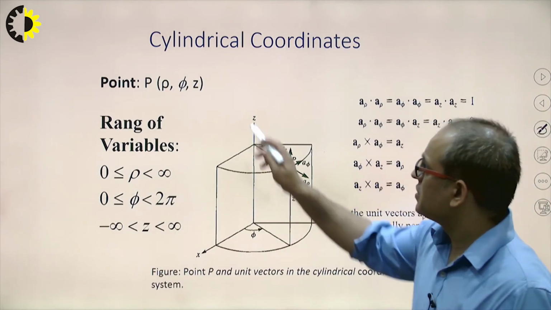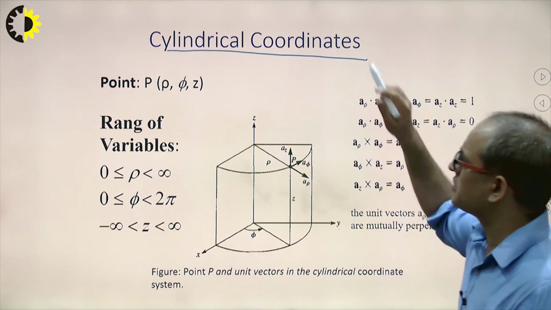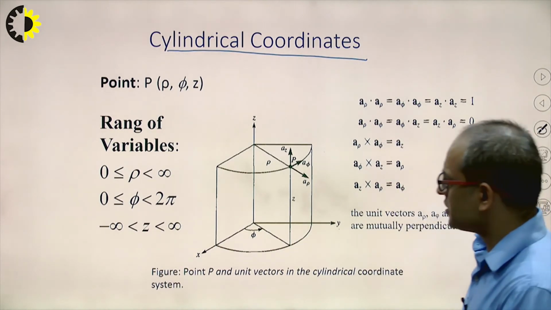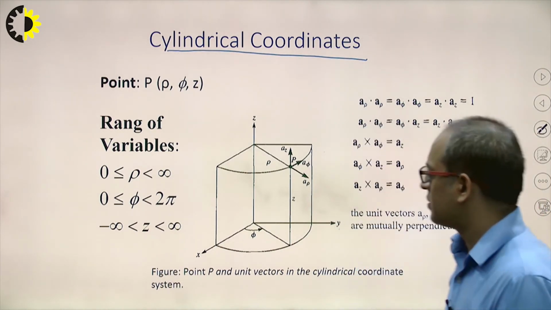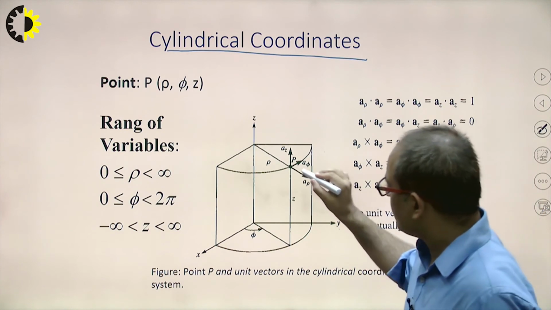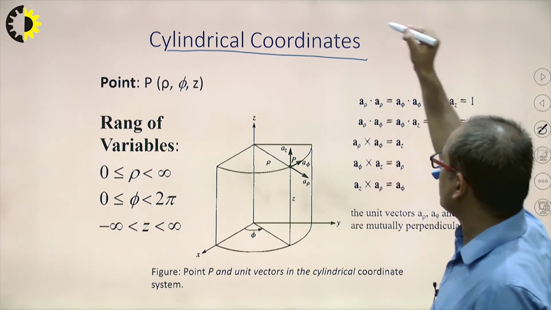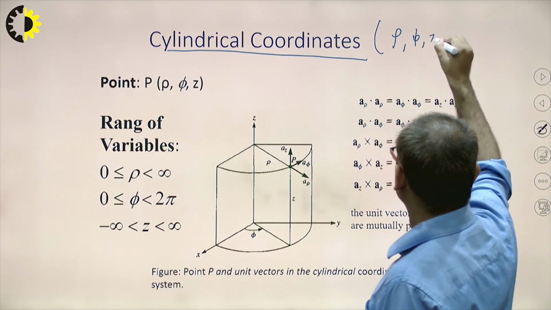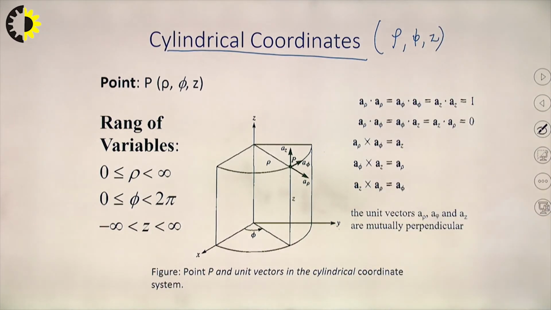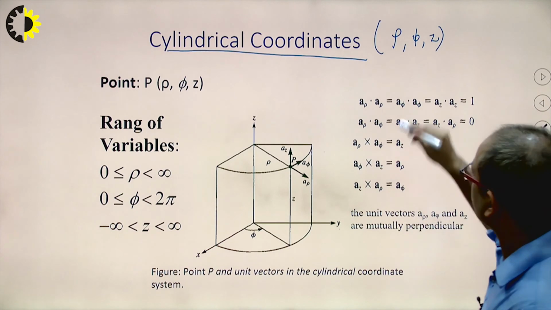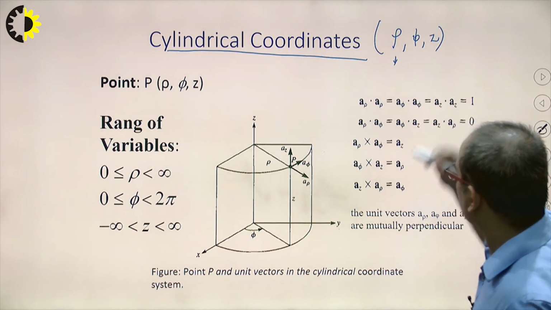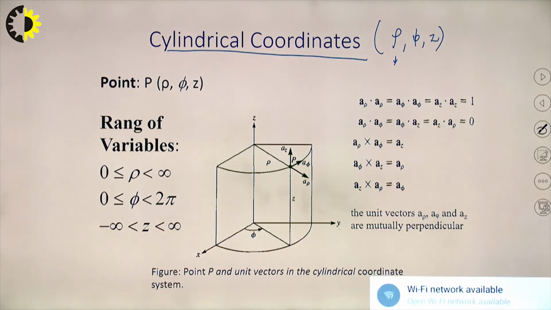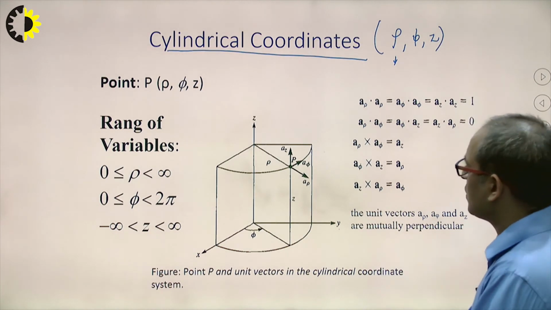Another one is the cylindrical coordinate system. This cylindrical coordinate system is represented by rho, phi and z. What does this rho represent? We will see what rho represents, what phi represents, and what z represents.